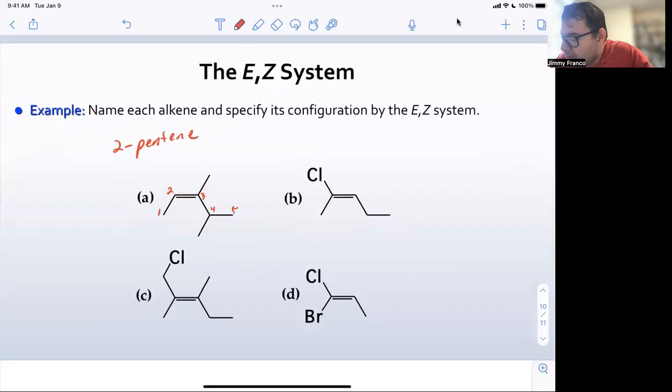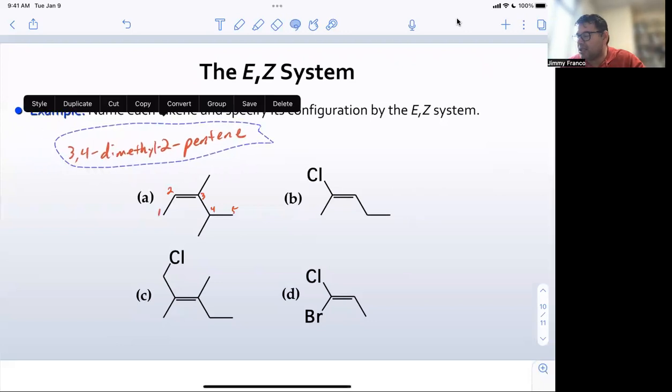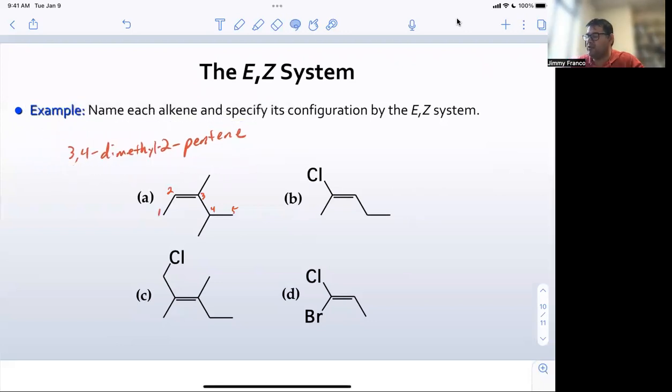So it's going to be 3,4-dimethyl, right? We use the prefix di because there's two of them. So dimethyl 2-pentene. Now, the only thing we're missing is that designation if it's E or Z. Right, so let's give this a try.